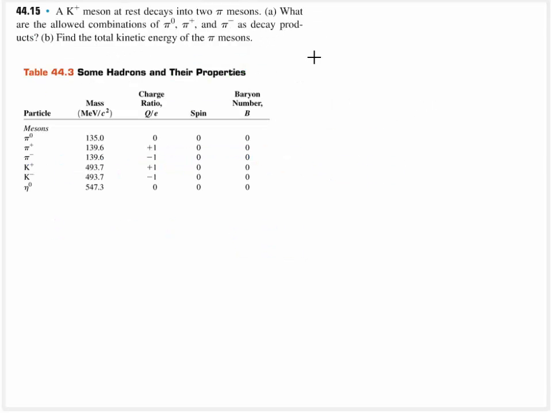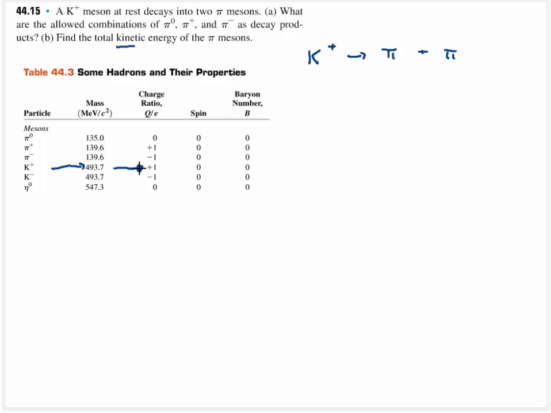Okay, let's take a look at problem 44.15. We have a K plus meson that's going to decay into 2 pi mesons, and we're wondering, first of all, which ones can it possibly be, and then the kinetic energy. So let's take a look at table 44.3. Here's my K plus meson. There's the mass. We're going to use that in part B because the mass will be converted to energy.